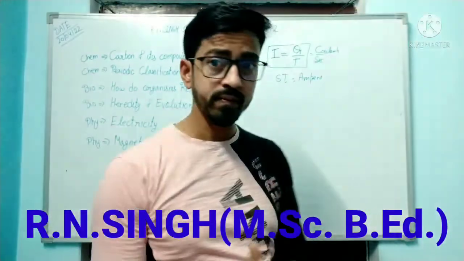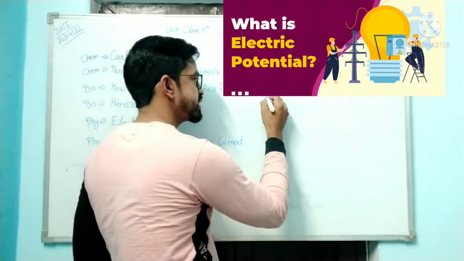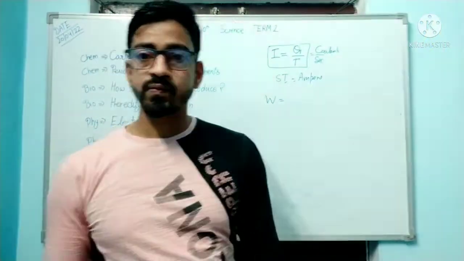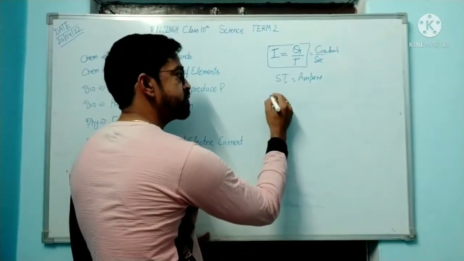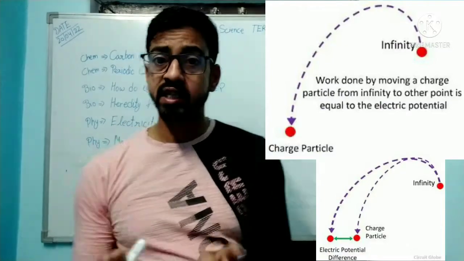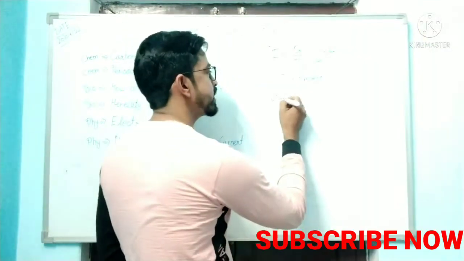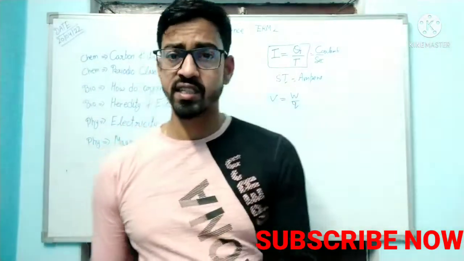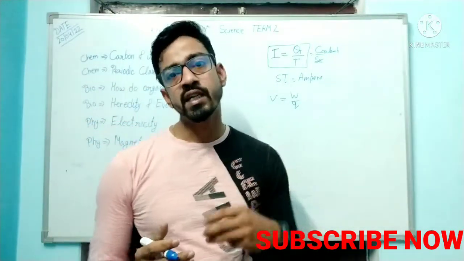Okay, next thing that is very important, electric potential. What is electric potential? Potential means... what is electric potential or potential difference? So V is equal to W upon Q. From where it has come, we will also discuss in this explanation video, or how we get it.